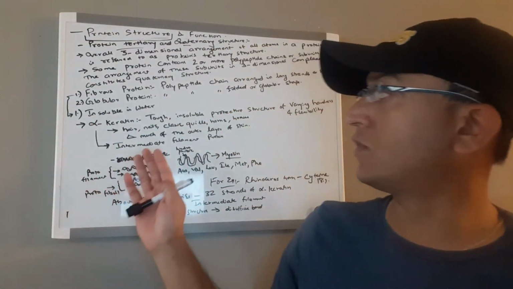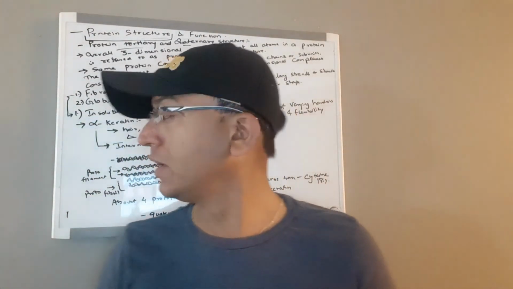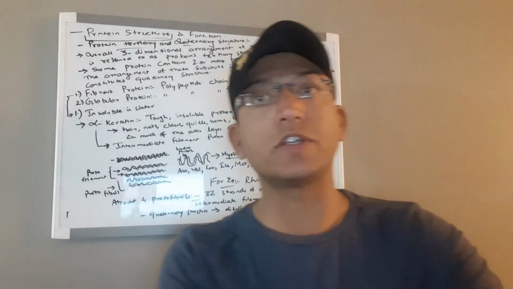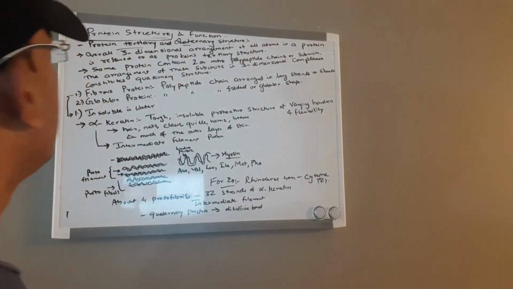Right. So this was one example of a fibrous protein, that is alpha keratin. So I will just remove this and we'll talk more about this.